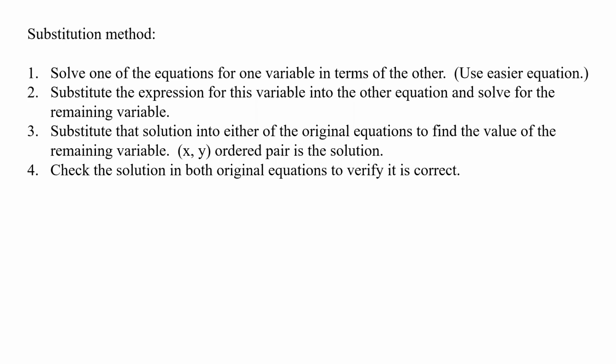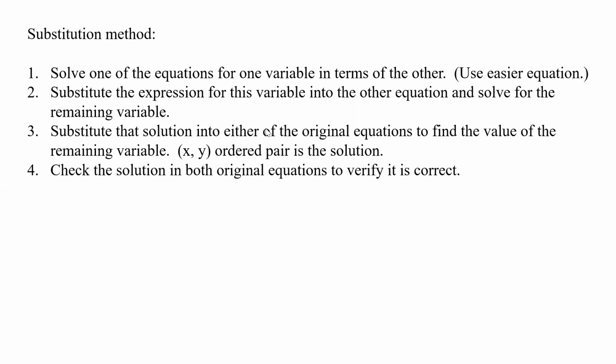If you can get one and solve for x or y really easily, just use that one and then substitute it into the other equation. We substitute the expression for the variable into the other equation, and then we solve for the last variable, whatever it is, either x or y. Then we substitute that solution into either of the original equations to find the value of the remaining variable. So if we had solved for x, we solve then for y at the end, or if we had solved for y first, then we solve for x at the end.